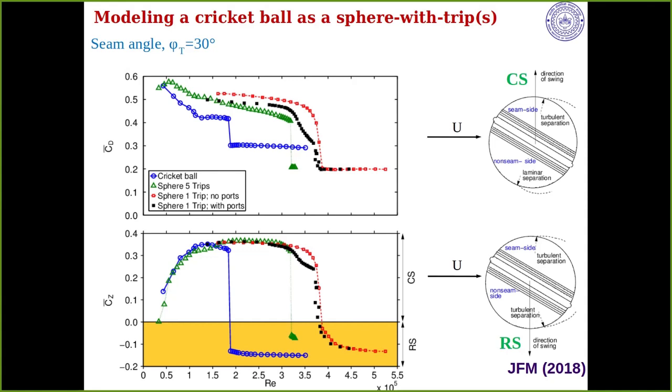As the ball gets older, you can get reverse swing. So the whole curve, as it gets older, the surface becomes rough, and the whole curve shifts to a lower Reynolds number. And therefore, it's easier to get reverse swing with an old ball, but a new ball, in principle, can also reverse swing.